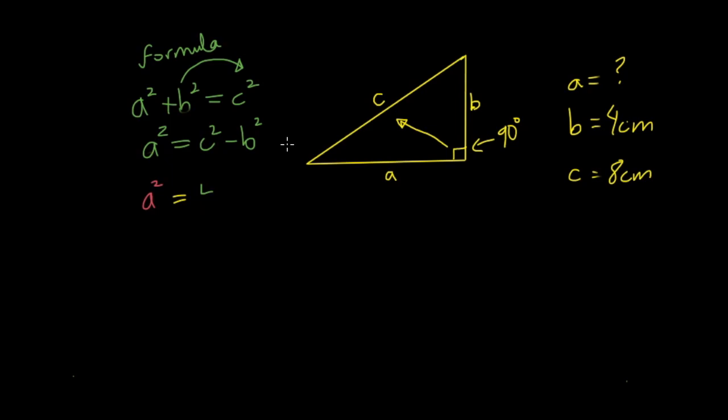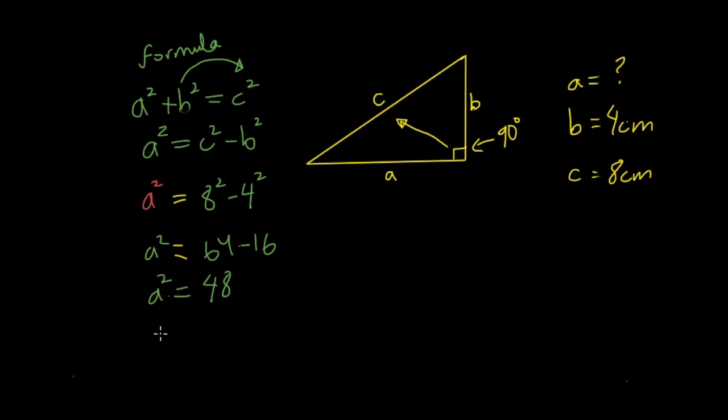Oops, I switched up the numbers. So here we're putting in c, so we're putting in 8 squared minus 4 squared, and we already know what those will give us. 8 squared is 8 times 8, which is 64, minus 16, since it's 4 times 4, so minus 16 is equal to a squared. Then we simplify it even further. 64 minus 16 will give us 48.